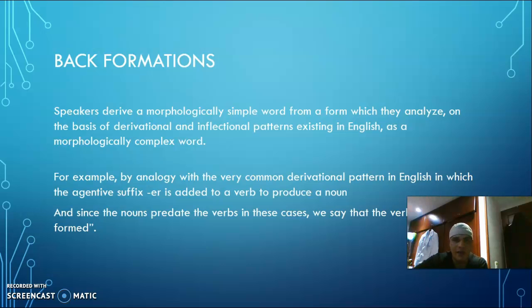For example, by analogy with the very common derivational pattern in English, in which the agent suffix -er in this case is added to a verb to produce a noun. And since the nouns predate the verbs in these cases, we say that the verbs are back-formed.